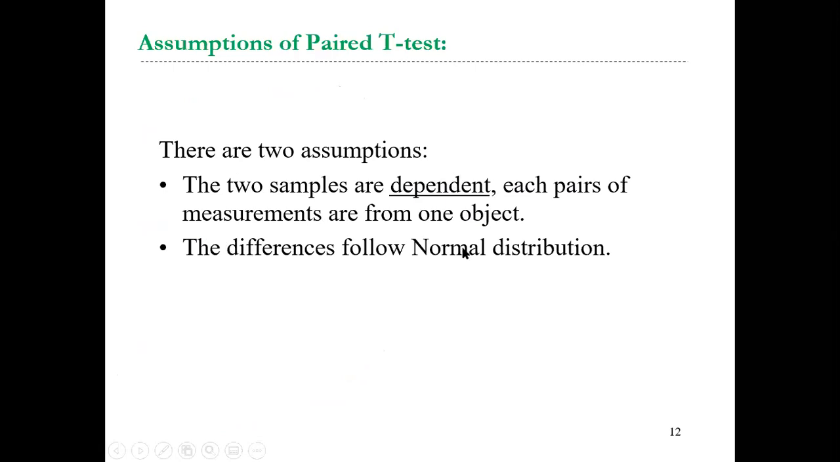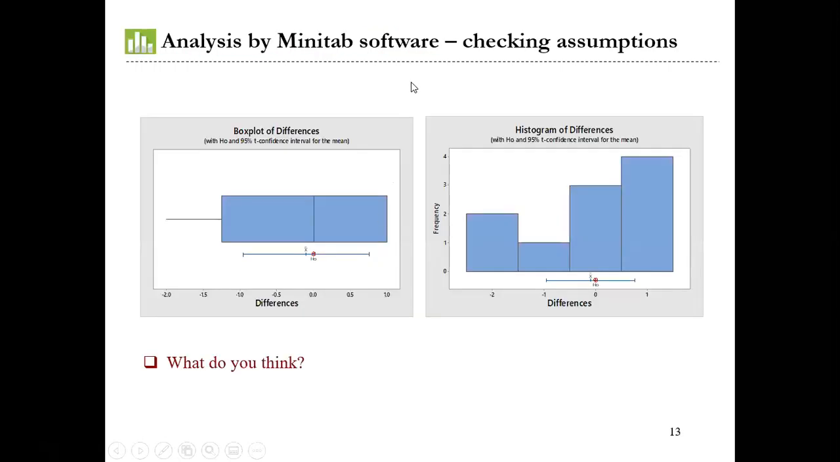Not every group follows a normal distribution. The differences follow a normal distribution. So let's check the normality for the differences. We can look at the box plot. We see this one very close to this one, very close to this one. So the data is symmetric, approximately symmetric.